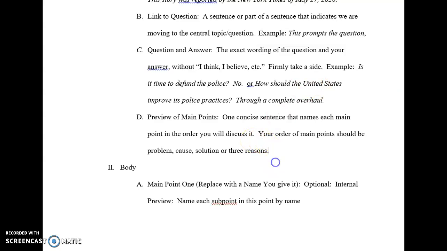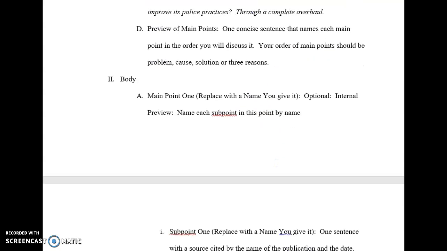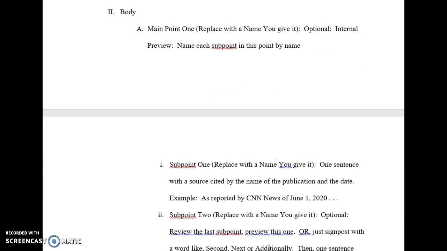Next, you have the body of your speech, and it will start with your first main point. So you're going to replace this with what applies to your speech rather than leaving it in here like this. So if your first main point is problem, all that needs to go there is problem. And then you have an option to have an internal preview if you'd like. The problem has two parts to it: the citizens and the police. If you want to use the internal preview. If you don't want to use internal previews, you don't have to. Just don't have it at all. But it will say A, problem.